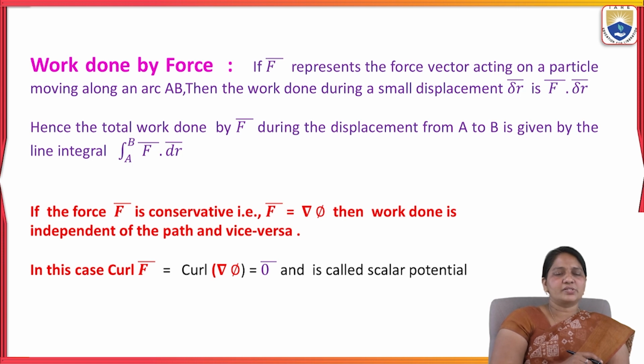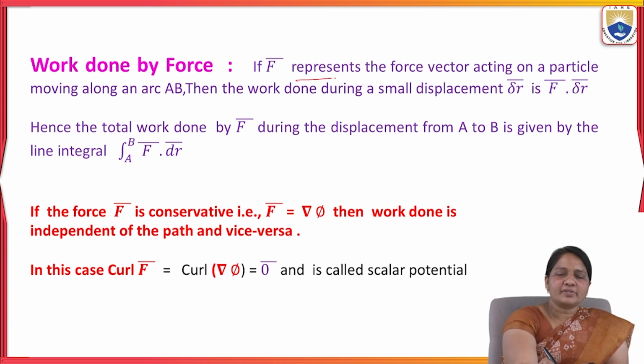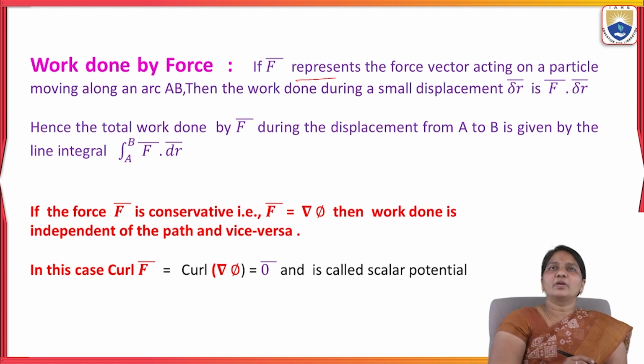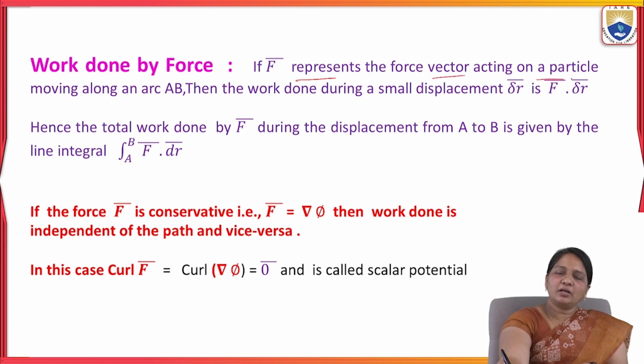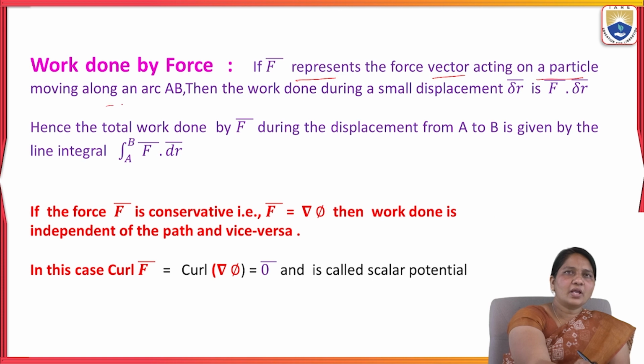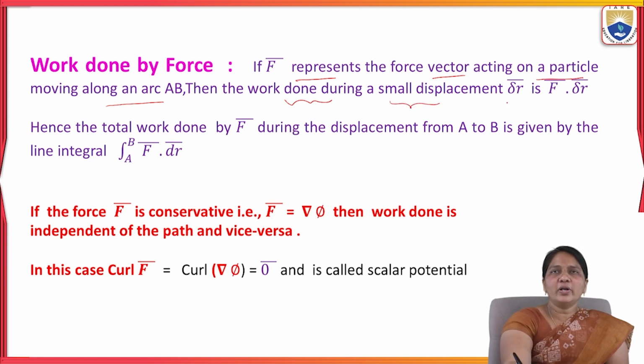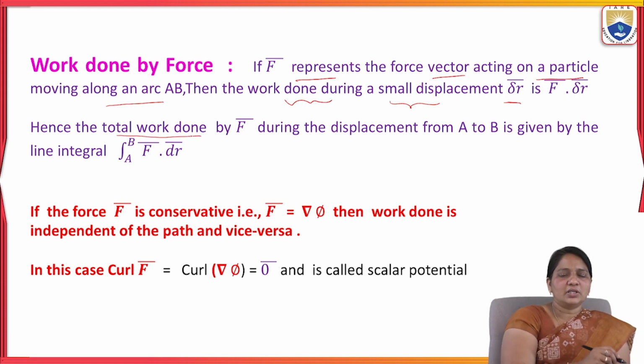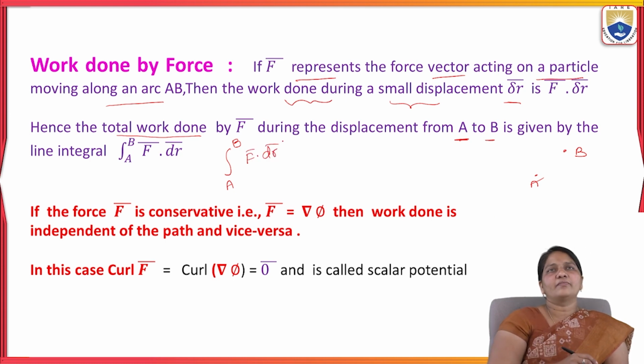Here is one more definition, the same for the work done by a force. If F bar represents the force vector acting on a particle moving along an arc AB, then the work done during a small displacement dr is F bar dot delta r. Hence, the total work done by F bar, taking the displacement from point A to B, is given by the integral from A to B of F bar dot dr bar. This is the formula for the work done. If they ask to calculate the work done, we have to calculate the integral over A to B of F bar dot dr bar.